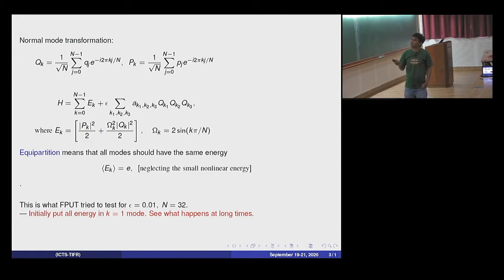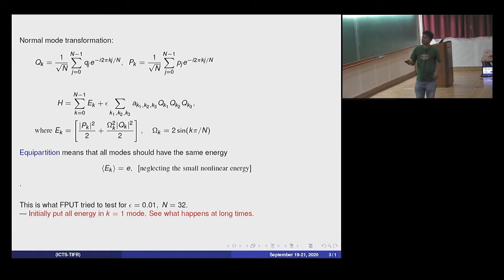Let me just say that you can go to a new set of coordinates by a linear transformation. These are called normal mode coordinates, and in these normal mode variables, the Hamiltonian is the harmonic part with just a bunch of independent oscillators with different frequencies, and then there is some interaction between the different modes.